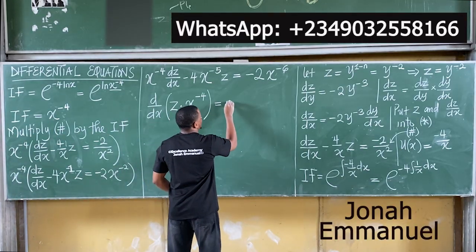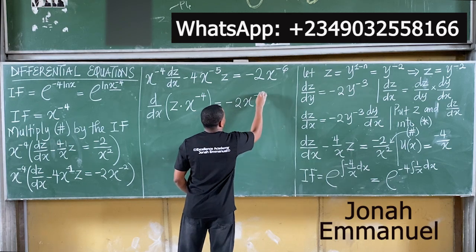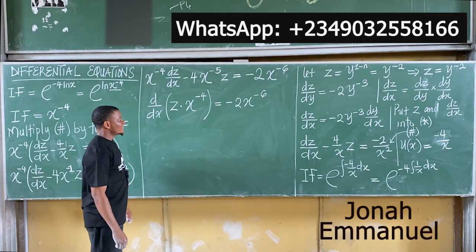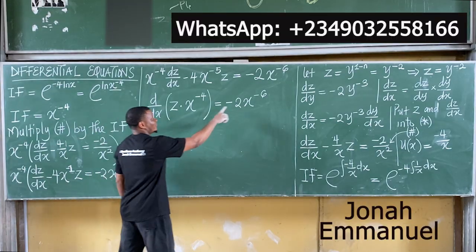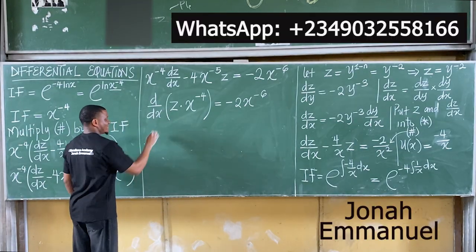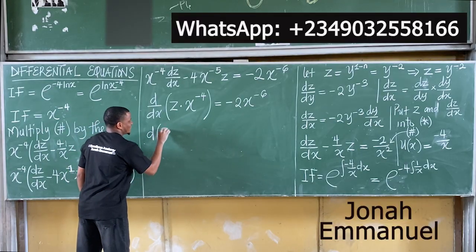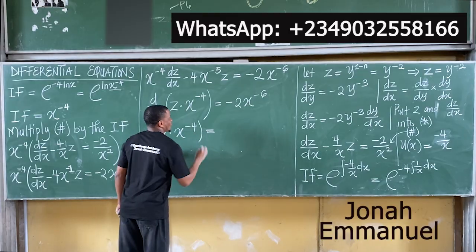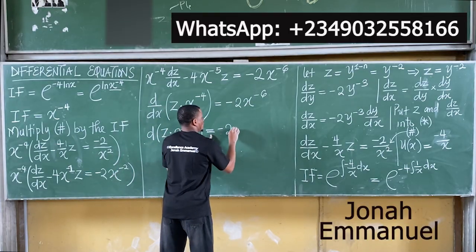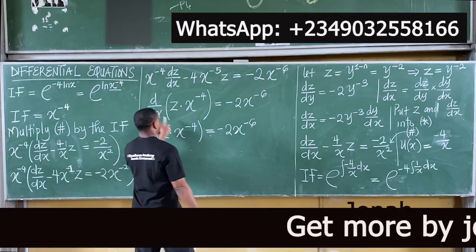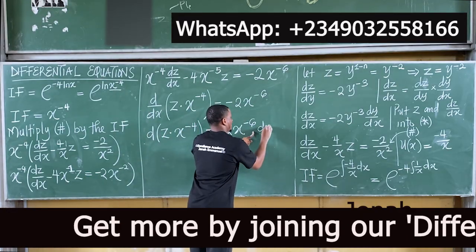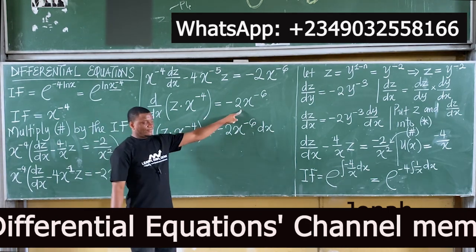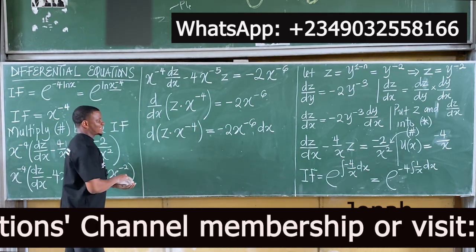Anyways, this is equal to minus 2x to the power minus 6. I have this. All right, let's do this. The next step there was moving this one over here such that I'll be left with d of z dot x to the power minus 4. It's equal to this one here, minus 2x to the power minus 6. The x comes this way. This is correct, right? If you want, you can say cross multiply, but this one comes here. It's correct. At this point here, what's next there?